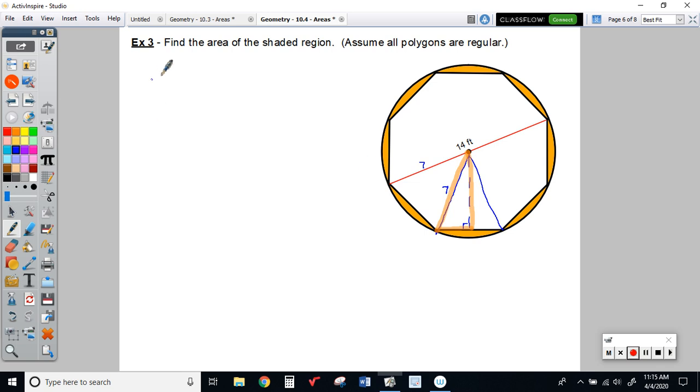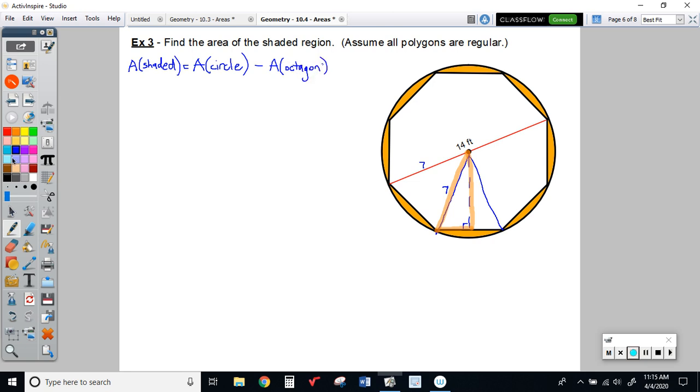So the basic idea, or the big idea on this one, is that the area of the shaded portion is going to equal the area of the circle minus the area of, we're assuming the polygon is regular, you count up the sides, you've got 8 sides. So this is going to be the area of the octagon.